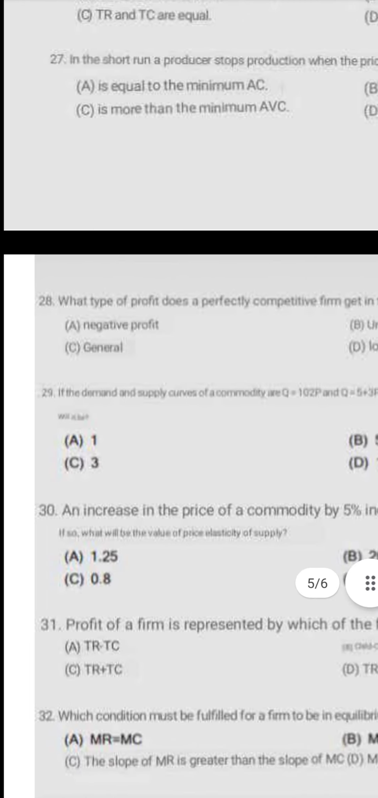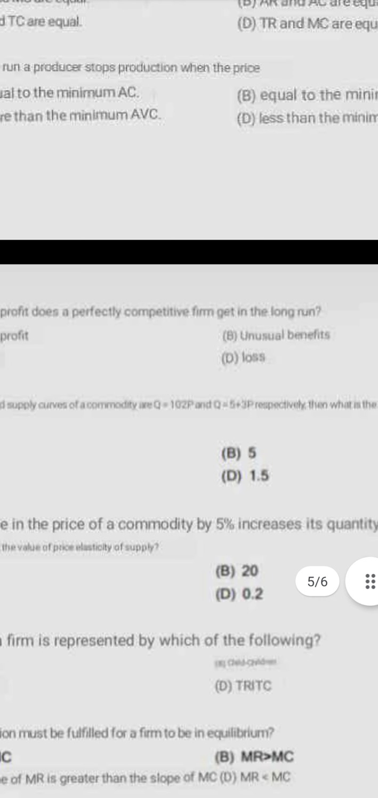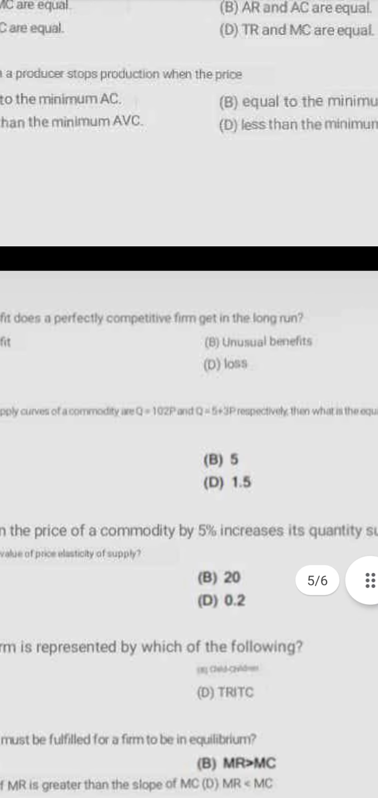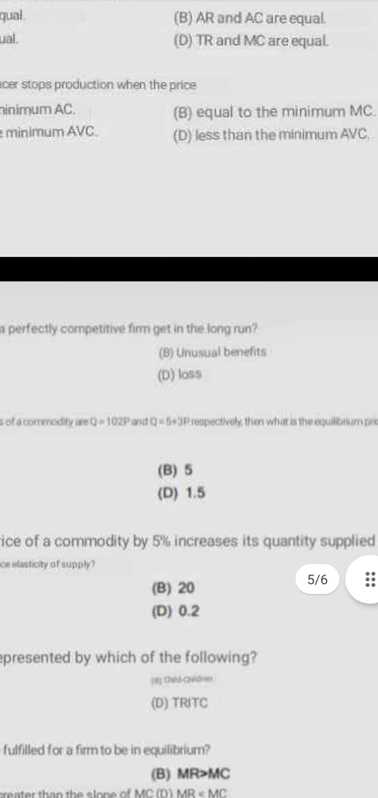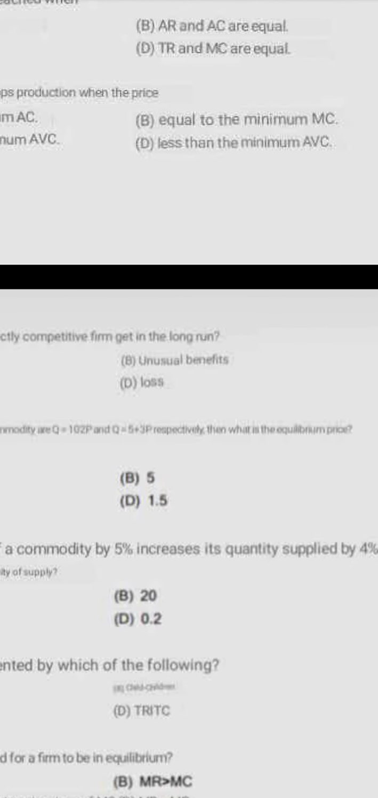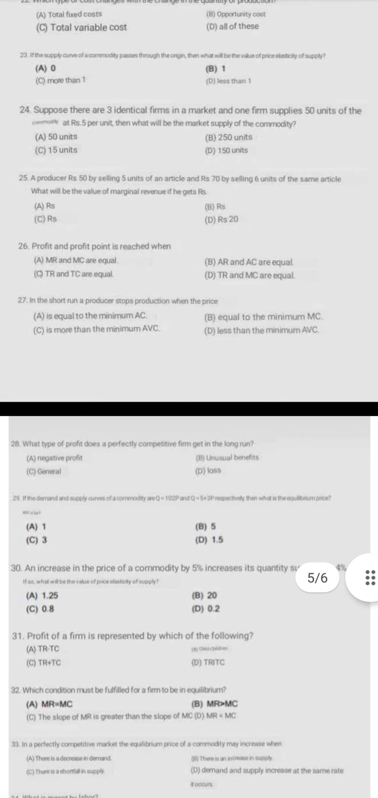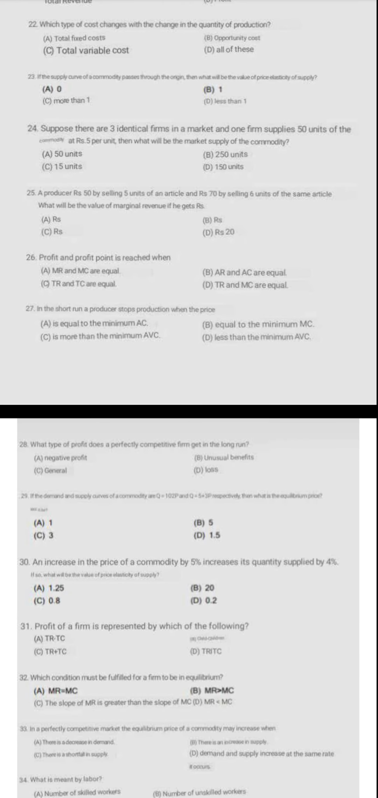Next, 29. If the demand and supply curves of a commodity are Q is equal to 10 minus 2P and Q is equal to 5 plus 3P respectively, then what is the equilibrium price? Equilibrium price is where D is equal to S. Here, 10 minus 2P and the other equation is 5 plus 3P. 10 minus 2P is equal to 5 plus 3P. Minus 2P minus 3P is equal to 5 minus 10. Then minus 5P is equal to minus 5. We cancel both minus 5, then P is equal to 1. Here the correct option is option number A.